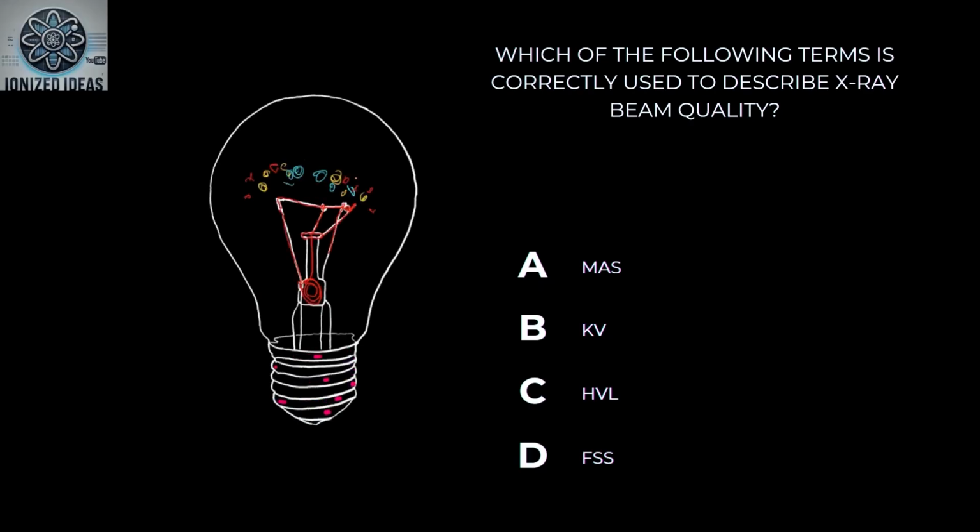Which of the following terms is correctly used to describe X-ray beam quality? A. MOS. B. kV. C. HVL. D. FSS.